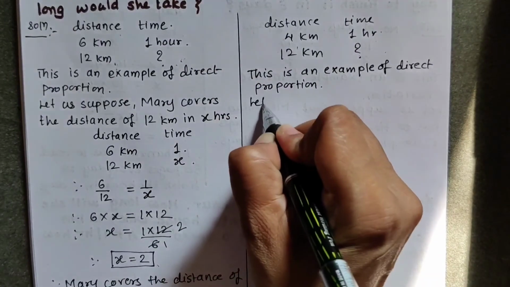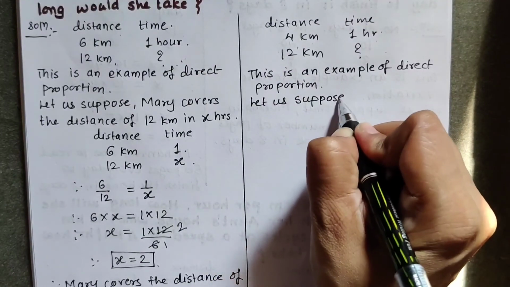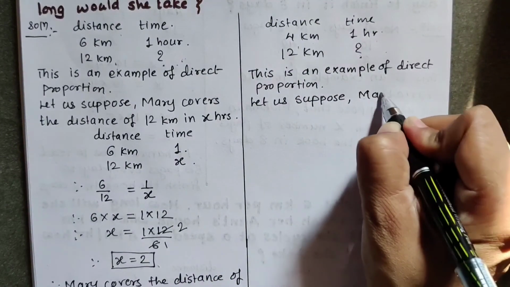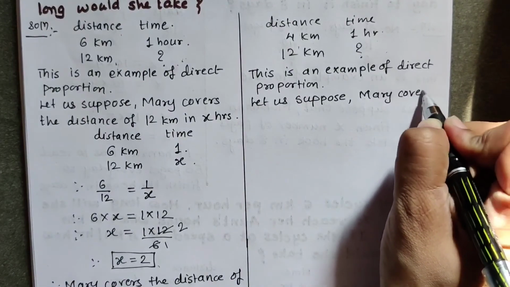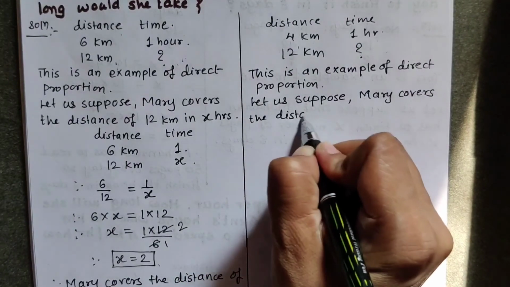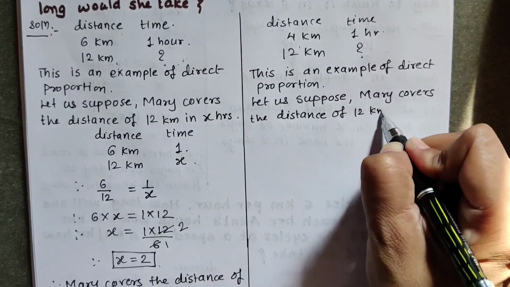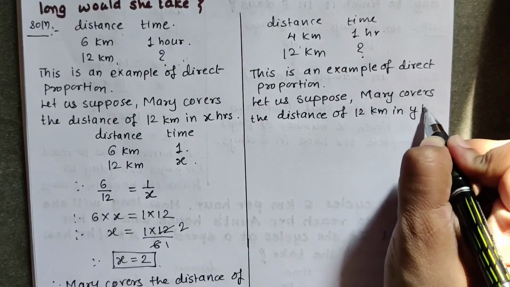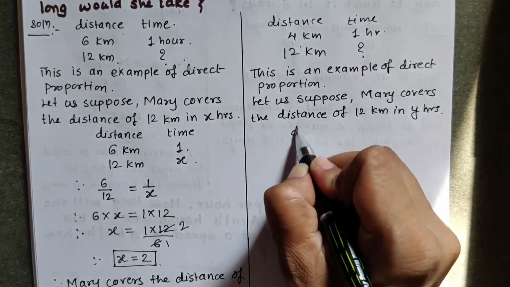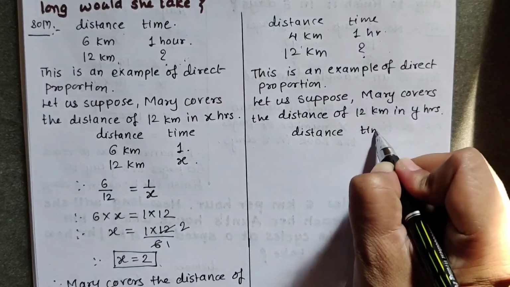So let us suppose that Mary covers the distance of 12 kilometer in y hours. Now we will take the y hours. Now the distance and time chart, again I am going to write distance and time chart.